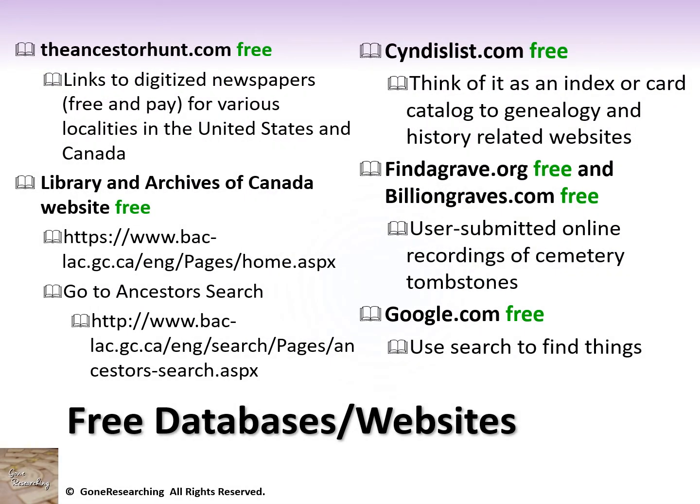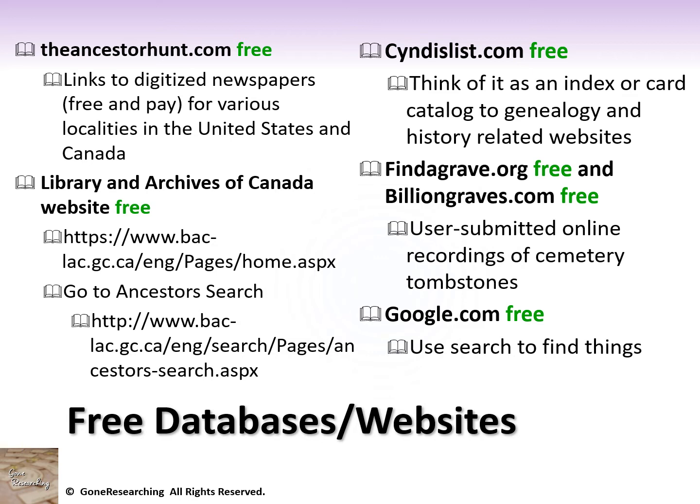Additional free websites that I've mentioned in either part 1 or part 2 of this two-part video series are theancestorhunt.com. It has links to digitized newspapers on both free and pay websites for various localities in the United States and Canada. The Library and Archives of Canada website. The first URL is to the homepage, and the second URL is to the Ancestors search page, where you will find a variety of record collections to search, such as census, land records, military records, to name just a few.